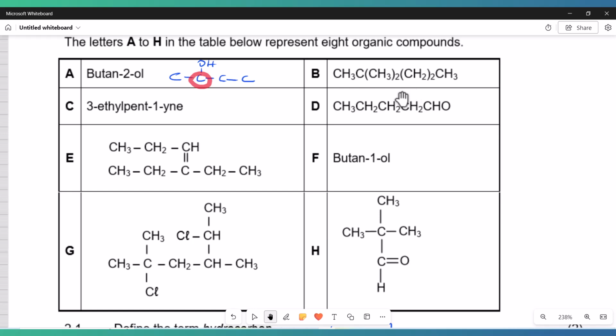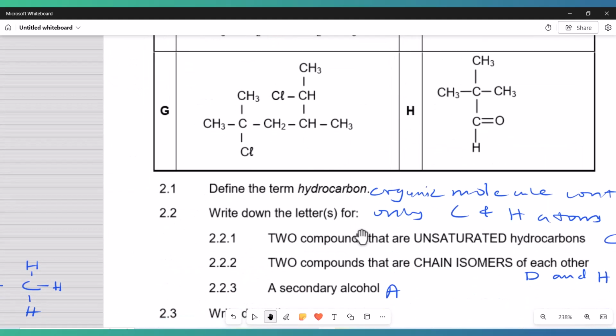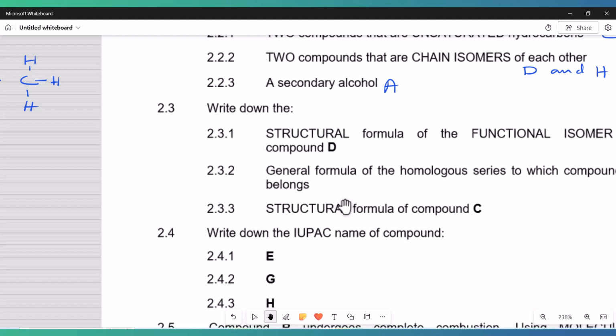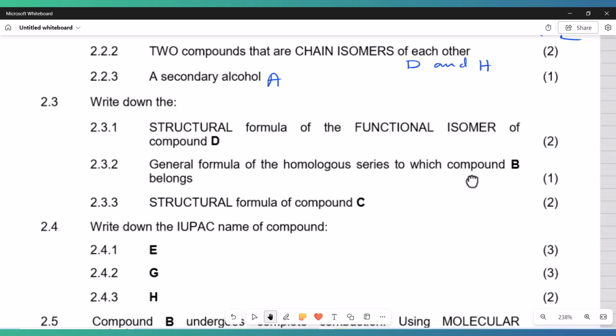So being an alkane, how many carbons are here? This is 1, 2, 2 plus 2 makes it 4, 4 plus 2 makes it 6, 6 plus 1 makes it 7. So I've got 7 carbon atoms, but what do we need to write down? Write down the formula of the homologous series. Okay, so for the alkanes, we know it is CnH2n+2.